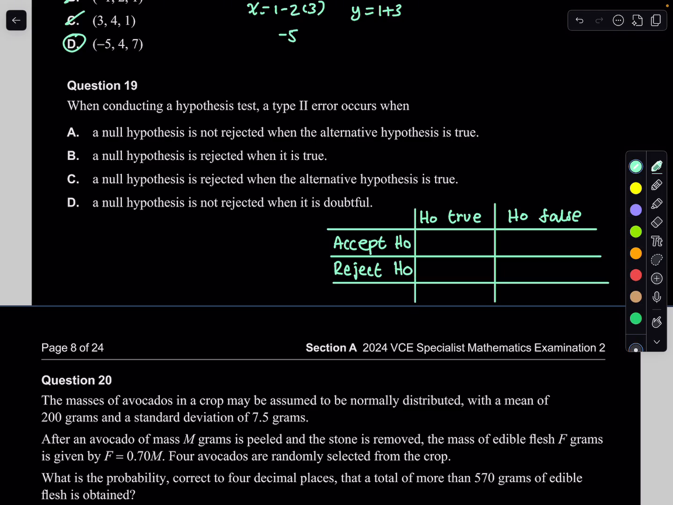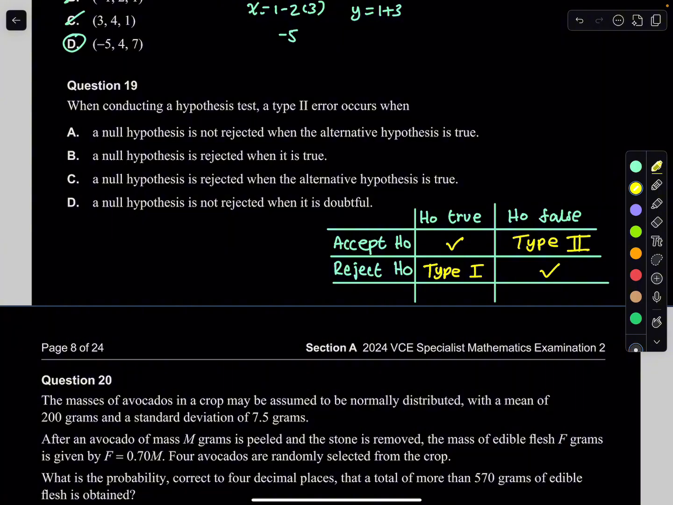Okay, so what we do is this. If your null hypothesis is true, of course we should accept that. This is a tick, the correct method. When your null hypothesis is false, we want to reject that. This is also the correct method. But these are where the errors occur. The first error that occurs here is a type 1 error, and here is a type 2 error.